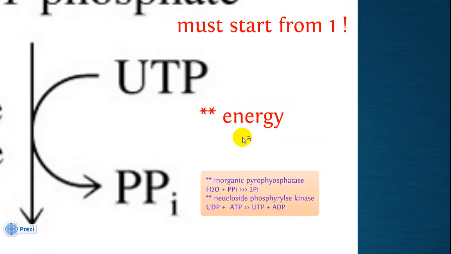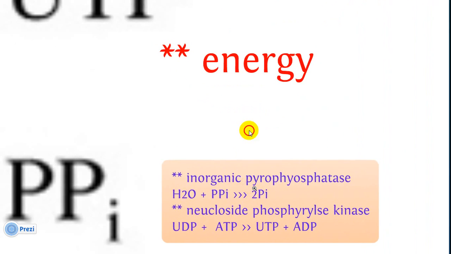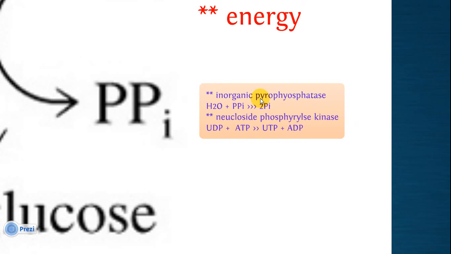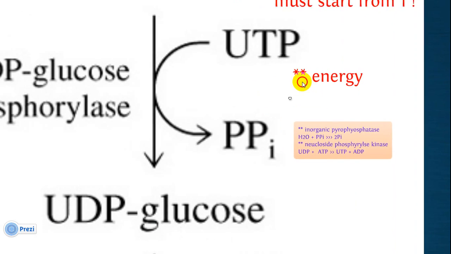Why? To make this pathway continuous, because we always need UTP, and the source of UTP is to take a phosphate group from ATP. This ATP, from where does it come? It comes from ATP, and the ATP, from where does it get its phosphate group? From this. So it's just like an abbreviated way to keep this pathway continuous.